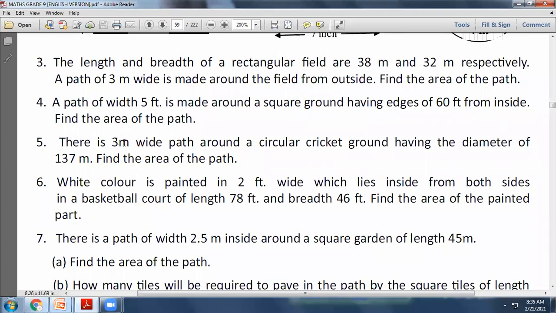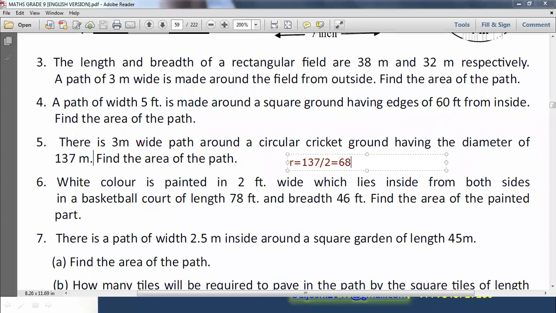Width of path is 3 meter and diameter is given. At first we have to find out the radius. इसको radius कति हुने भयो त? Radius will be half of it. 137 divided by 2. Divide it. Are you dividing? 68.5. This is the radius of the path.